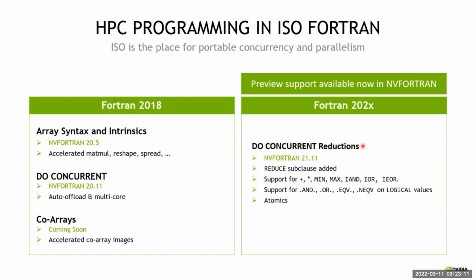Previously, you would do a do concurrent followed by an intrinsic to do a reduction. But this next version supports this, and we have already added support for this subclause. Even though 202X is not fully ratified yet, we've already added support because it's such a critical feature, and we've already seen production codes using it to great success.